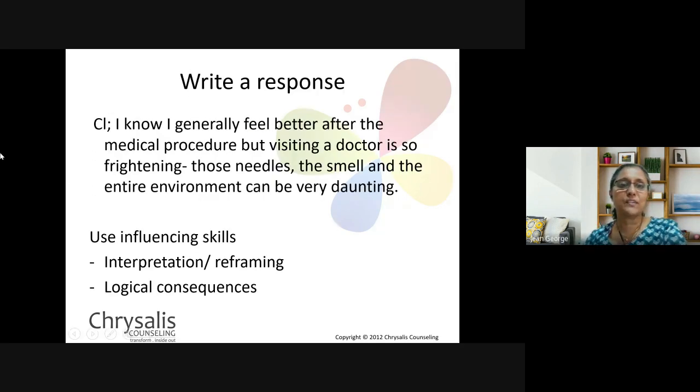Okay, so here's a counselee saying, I know I generally feel better after the medical procedure, but visiting a doctor is so frightening. Those needles, the smell, and the entire environment can be very daunting. Okay, so could one of you like to use any of these influencing skills, either interpretation or reframing, that is to help them see the more positive part of it, or logical consequences? Would any of you like to try?